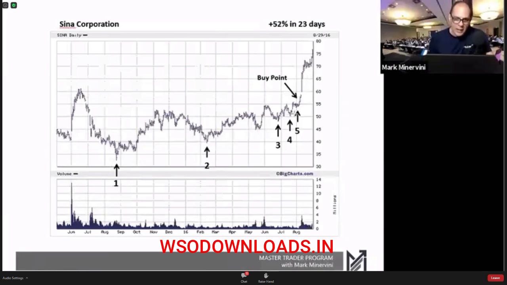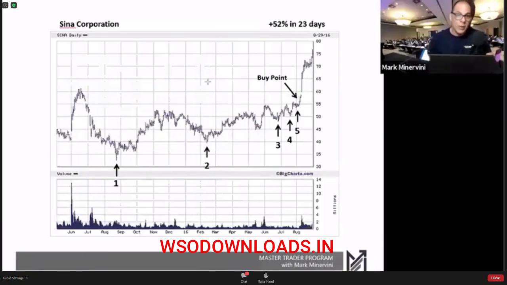But the main thing is that it's tightening up from left to right, and you can see right here when it gets that last tightening, look how tight it is. I mean, we're talking about it fluctuating in just a few point range on a $55 stock, and then you can see how it just explodes out of here, and very quickly you're at a gain. This went up 52% in just 23 days.